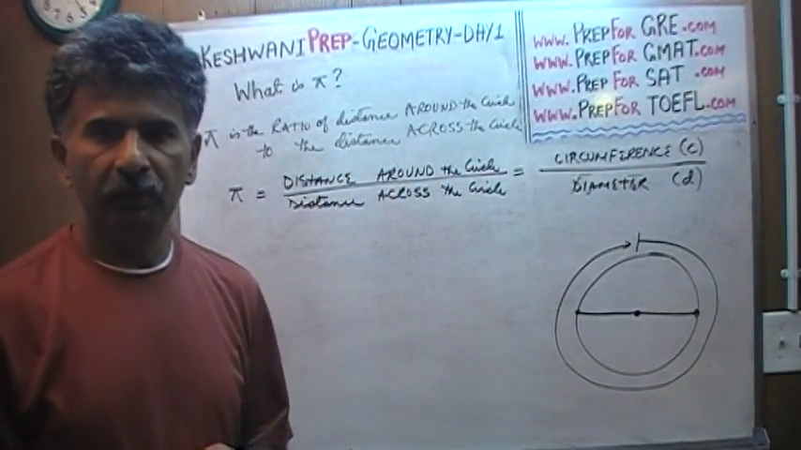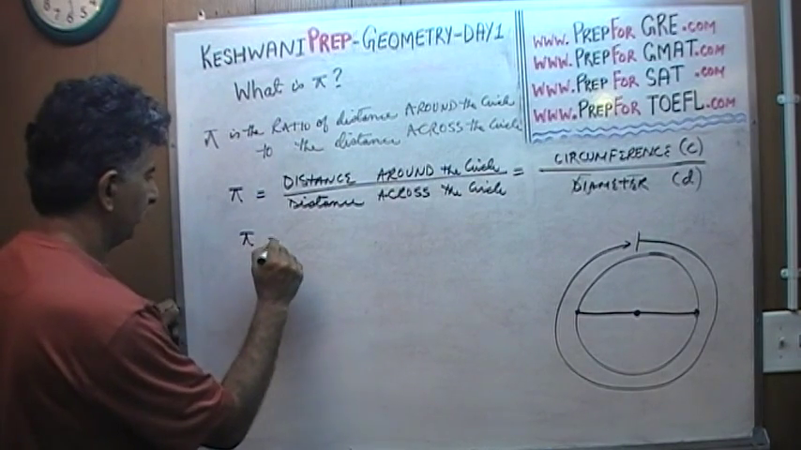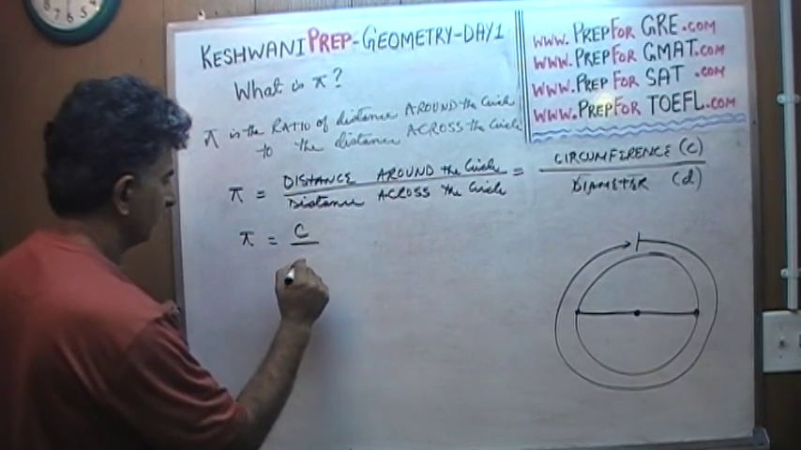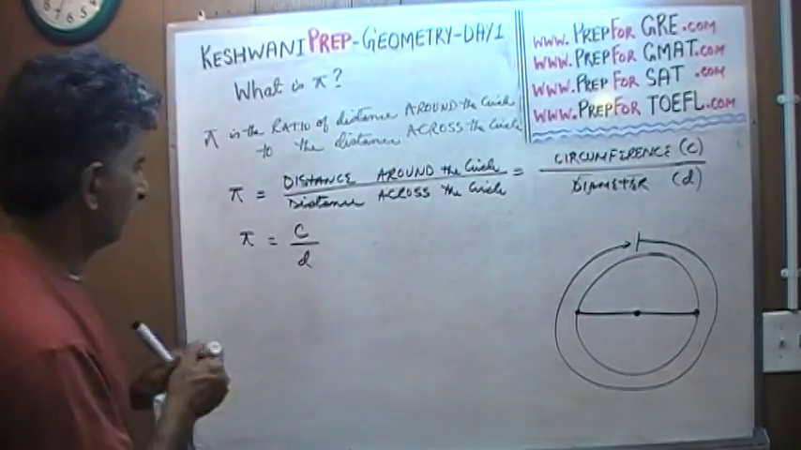So that's what pi is. Okay, watch what happens. So pi actually equals circumference over the diameter. What's going to happen if I were to multiply both sides of the equation by d?